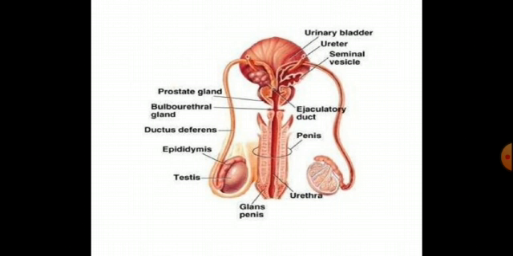The tip of the penis enlarges slightly to form the glans. The enlarged end of the penis is covered by the foreskin. These are the descriptions of the male reproductive system in man. Next day, we will discuss the female reproductive system in human beings.